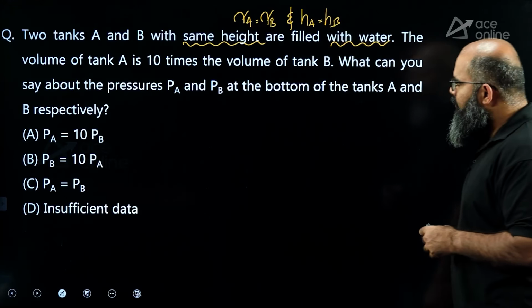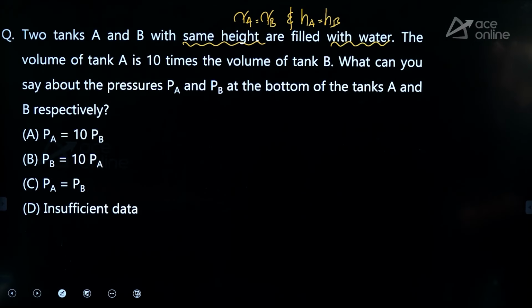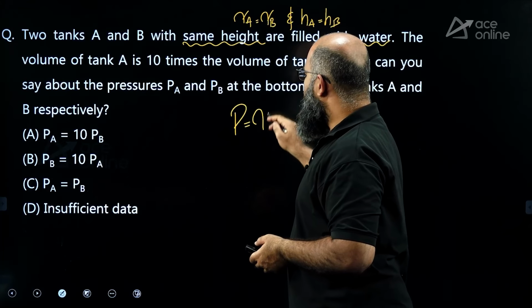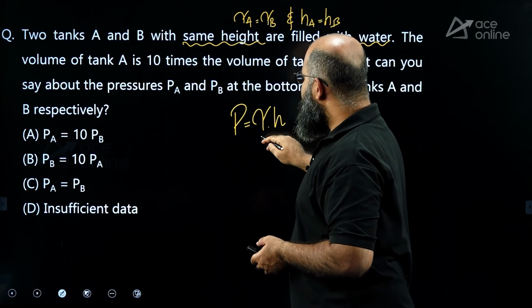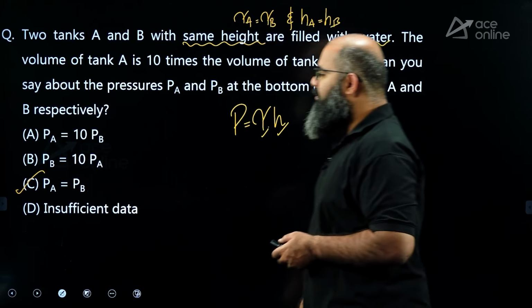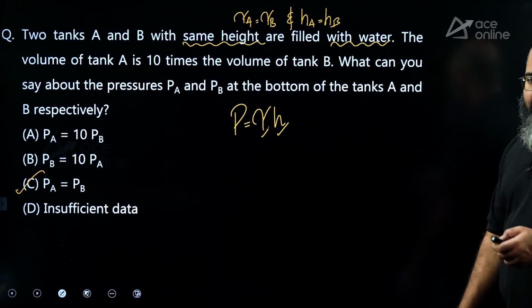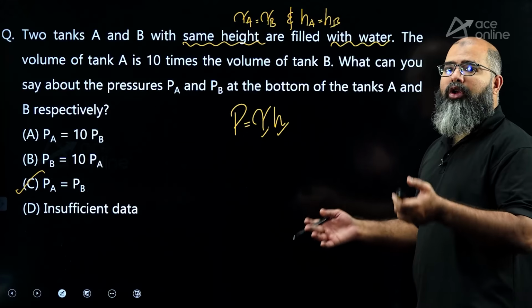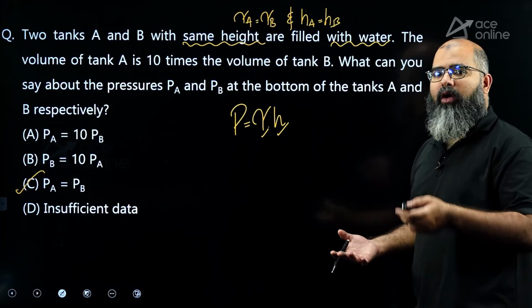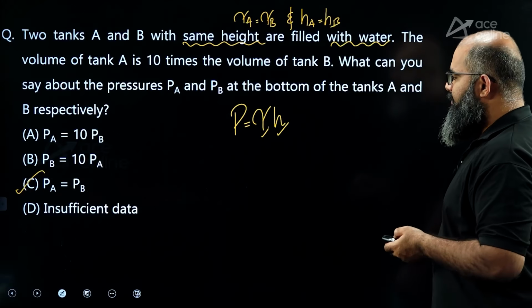You see, in both of them, you are filling up to the same height and you are filling with the same fluid. Now we know pressure has to be equal to gamma times height. Since gamma is same in both cases, H is same in both cases, the pressure at A and B is supposed to be same. So this means pressure is independent of volume, it is independent of cross section. It only depends on the depth of fluid column and the property of fluid, that is gamma.